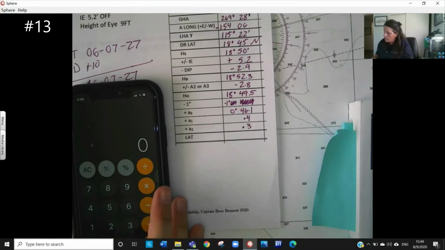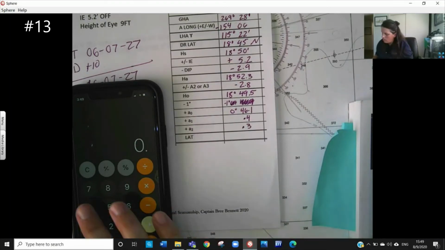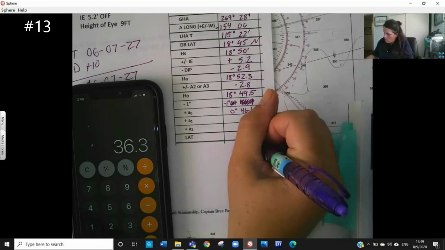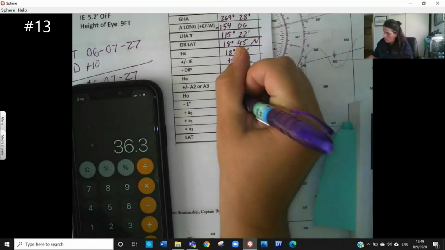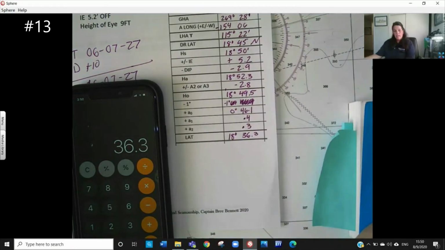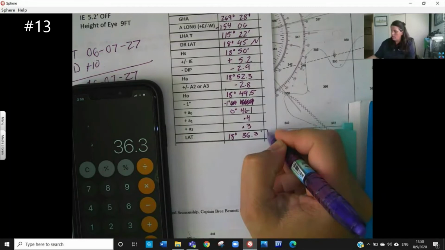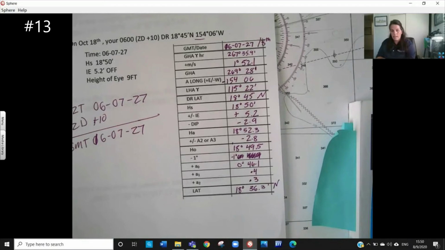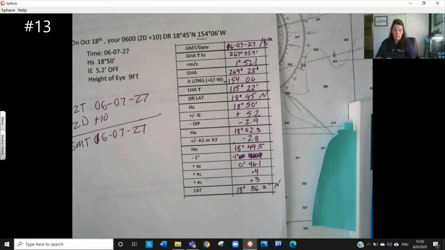We apply our corrections. We had 49.5 plus 46.1 plus 0.4 plus 0.3 gives us 36.3 with a carried 1. Those cancel out, and we're left with 18 degrees, 36.3 minutes north. So pretty close to our DR. And that is how we do our latitude by Polaris.